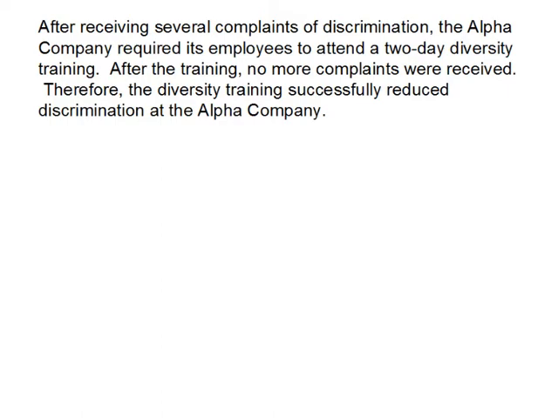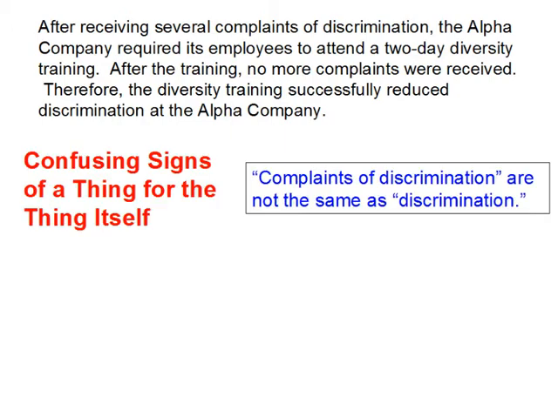Now, what evidence do you have that the training reduced discrimination? And the answer is really none. Before the survey, or excuse me, before the training, they had complaints. After the training, no complaints. Therefore, they conclude there's been a reduction in discrimination. Now, notice that switch. What we know is that there's been a reduction in complaints. We actually have no idea whether discrimination itself has actually been reduced.